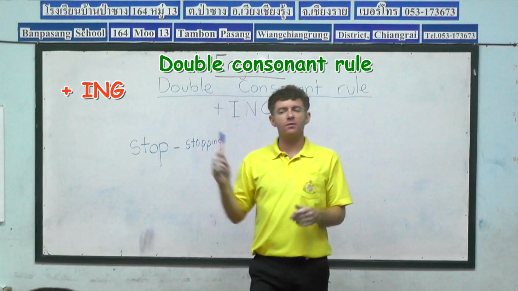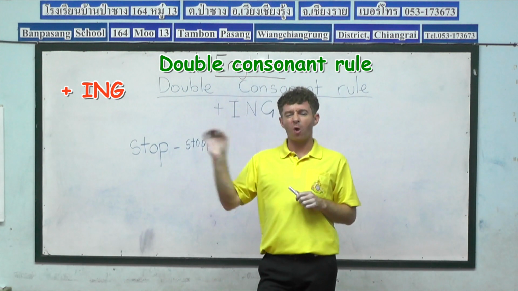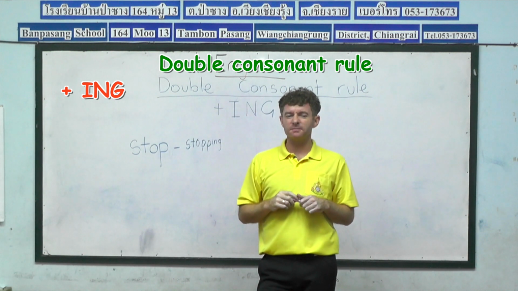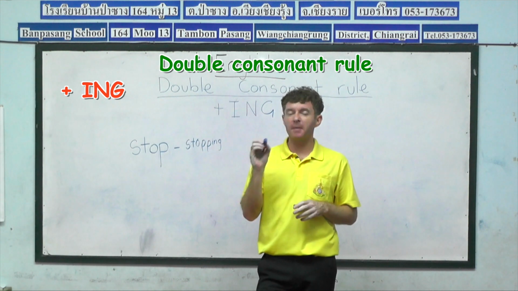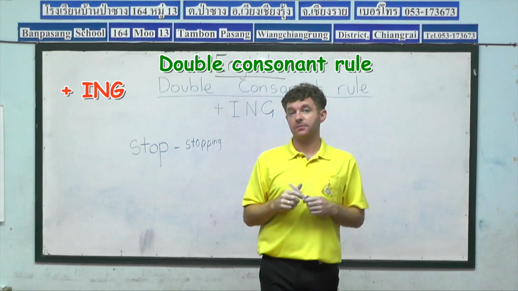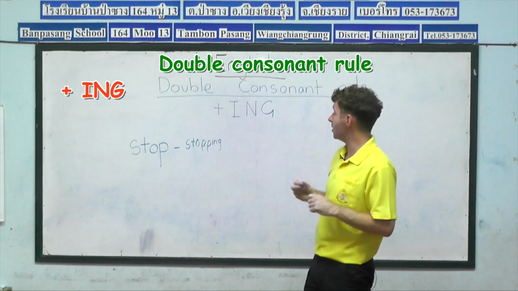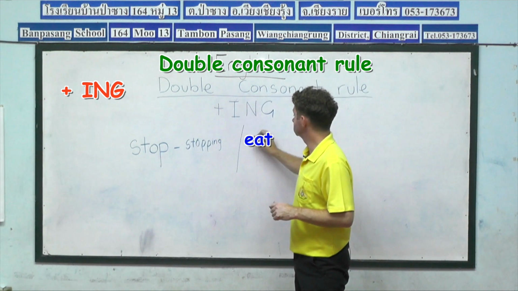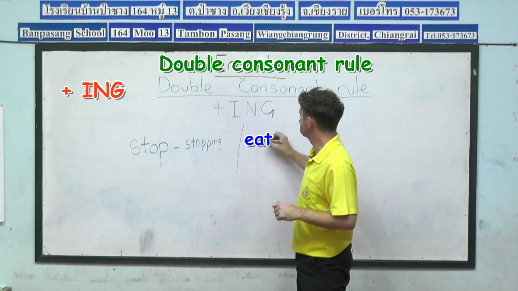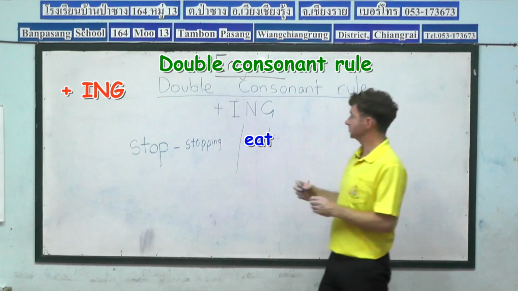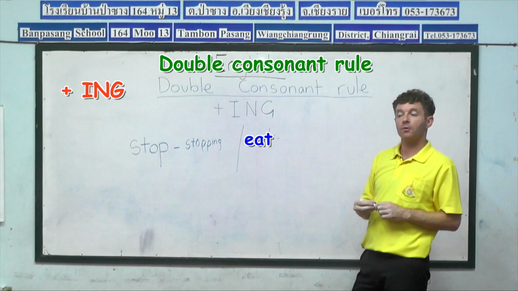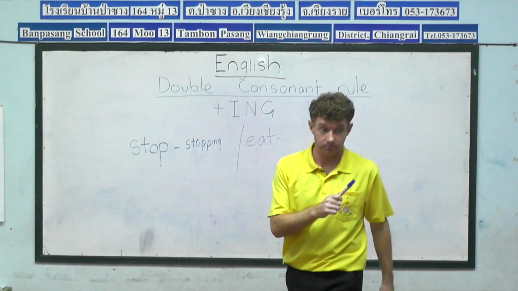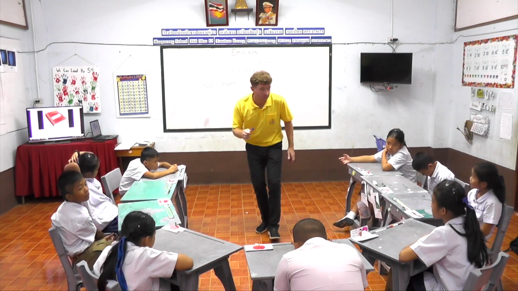But do we need to do this every time? Do we always need to add a double consonant? No. There are many verbs where we don't need to. And let's see if our students can remember how. So the next one we'll have, what verb word do we have on the board? Eat. Okay? So let's see who can demonstrate eat.